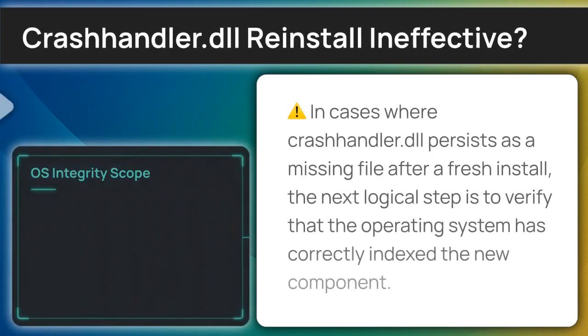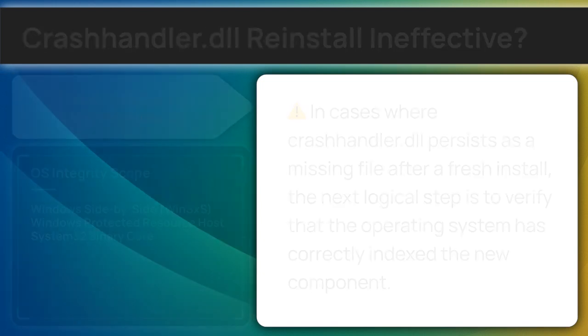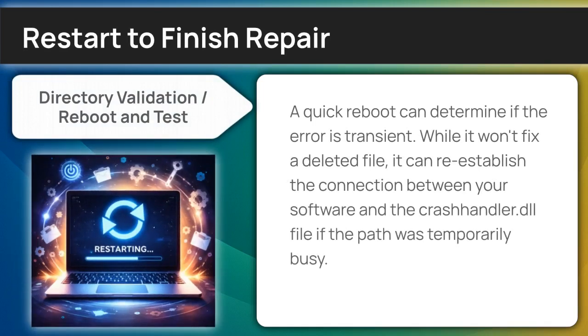When a standard software refresh isn't enough, we need to bypass the automated installers and look at manual system state resets. If your system has been running for an extended period, a reboot might be necessary to resync your background processes and clear any temporary locks on the Crashhandler module file.